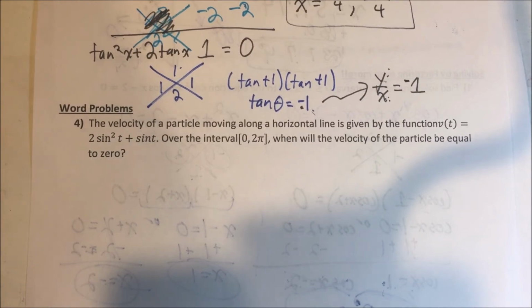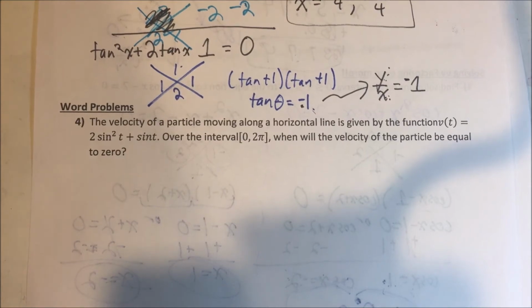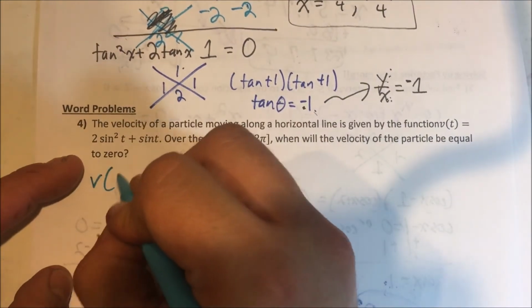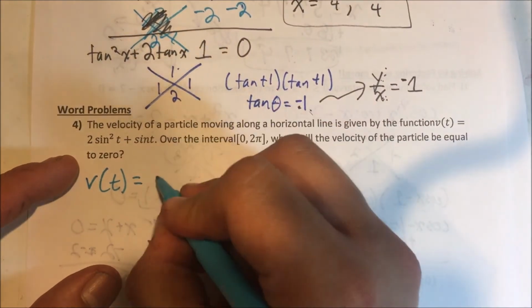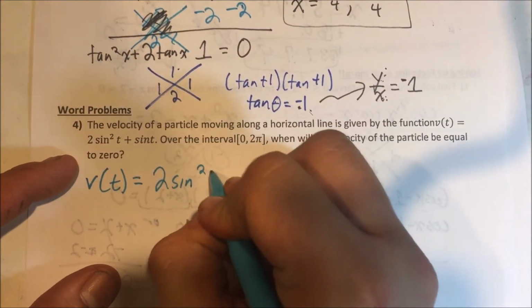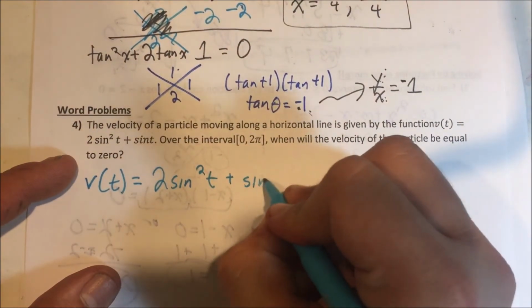So we're going to say, let's read the problem. The velocity of a particle moving along a horizontal line is given by the function v(t) is equal to 2 sine squared of t plus sine of t. Over the interval 0 to 2 pi, when will the velocity of the particle be equal to 0? Wow, that's a lot of stuff, isn't it? So what we want to do here is that v(t) is equal to 2 sine of t. I'm just writing the equation again.